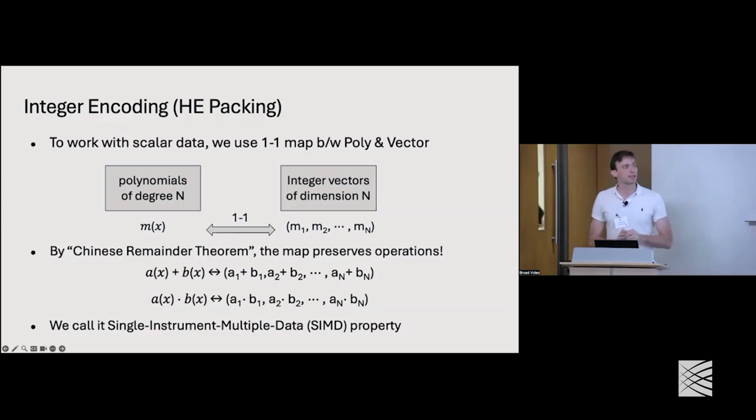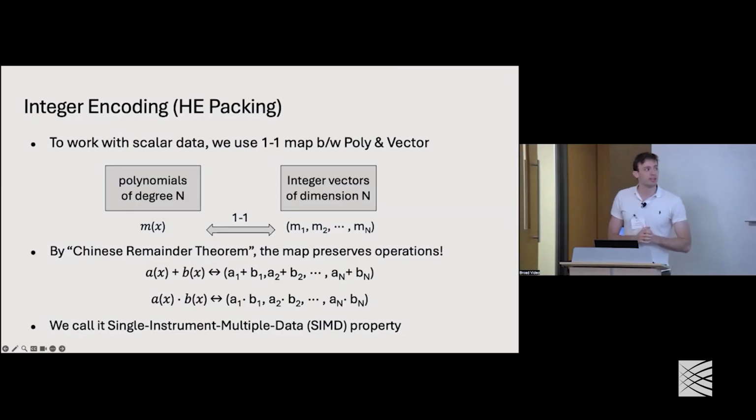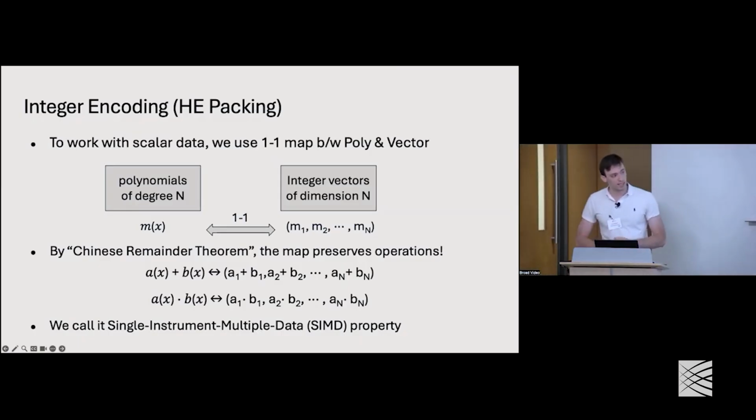And essentially, we can take a polynomial of degree n and store n integers inside of it. And there's this nice isomorphism that happens where if we add polynomials with this embedding, we actually add all of the vector components. And this works for addition and multiplication, which, as I said, in homomorphic encryption are the only two operations that are supported. So this is quite nice.